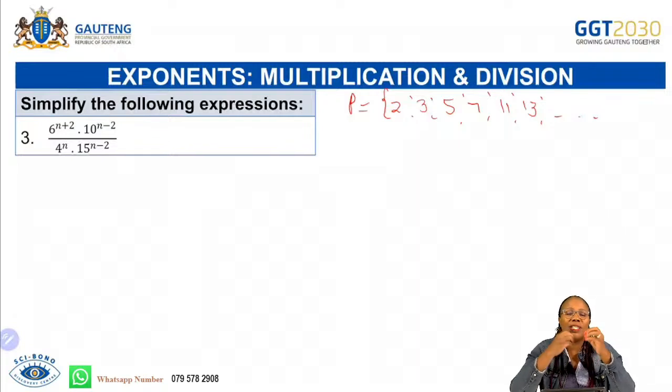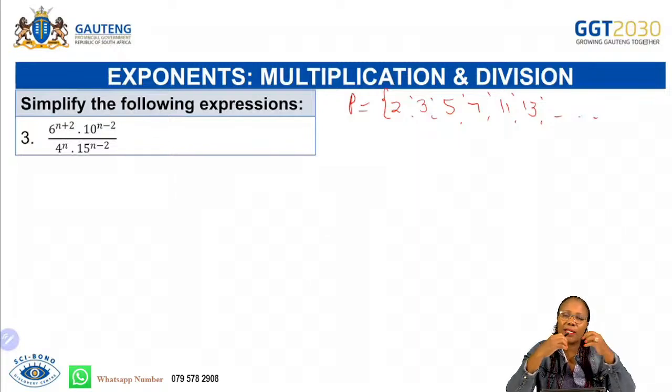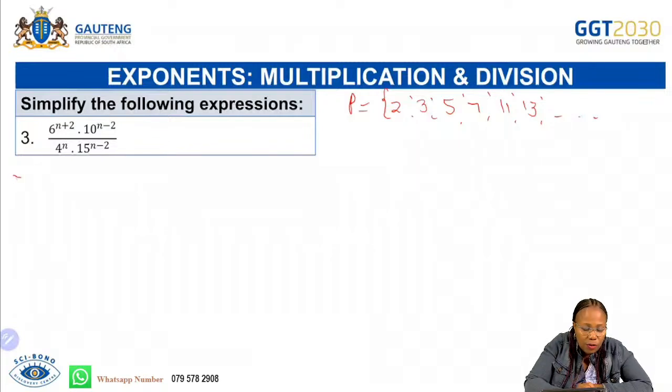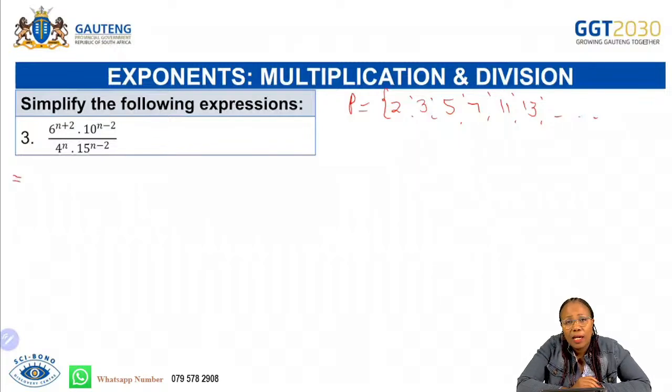And then automatically they will create something in common in terms of their bases. Now, let's continue. How can you write 6 in terms of the prime base? You can write it as 2 times 3.